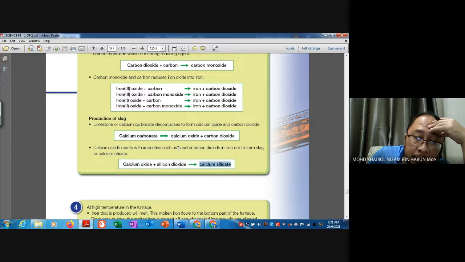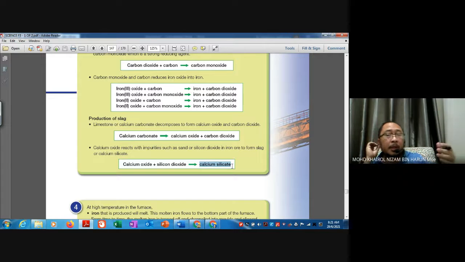Sand is a silicon dioxide. Inside the sand is silicon and oxygen. So when calcium oxide reacts with silicon dioxide, it will form calcium silicate. This calcium silicate will form a slag.